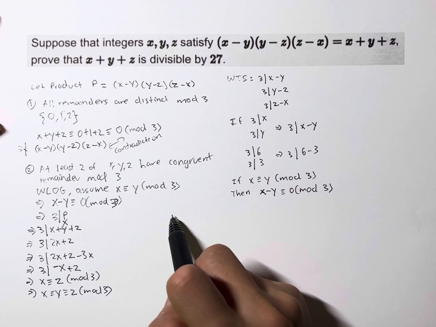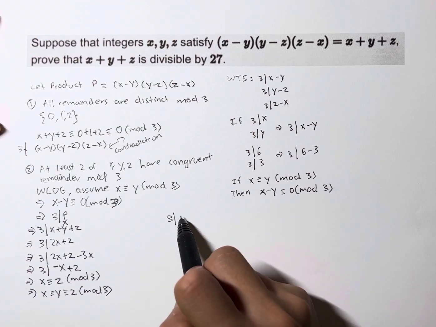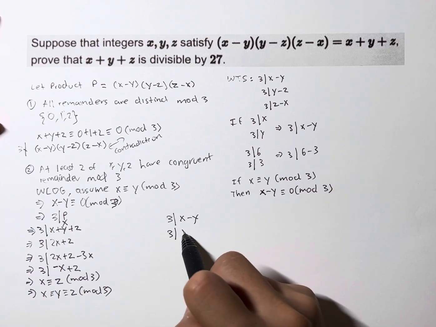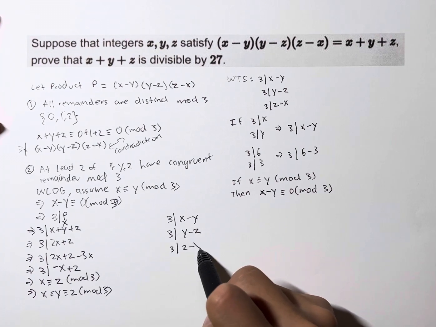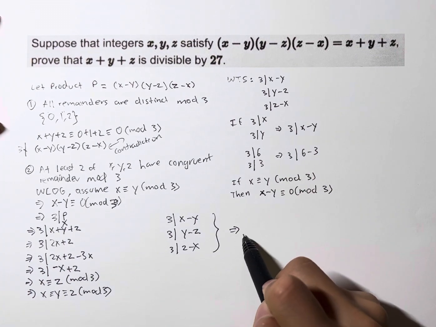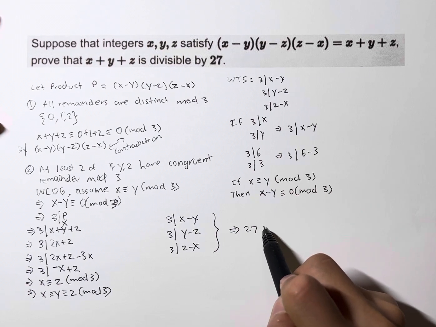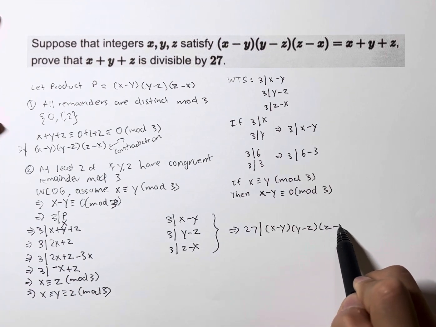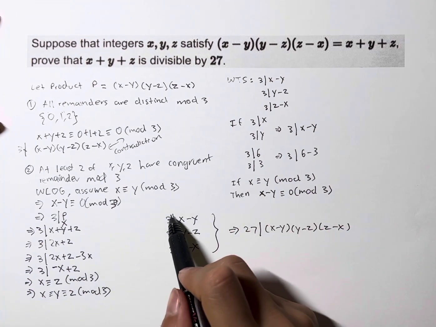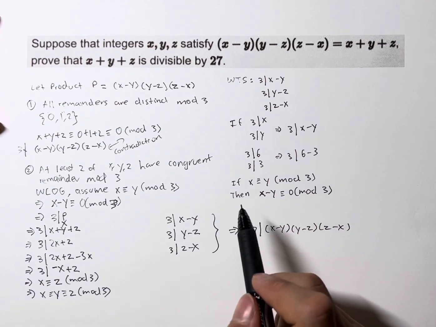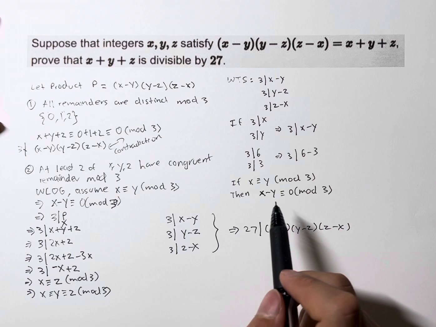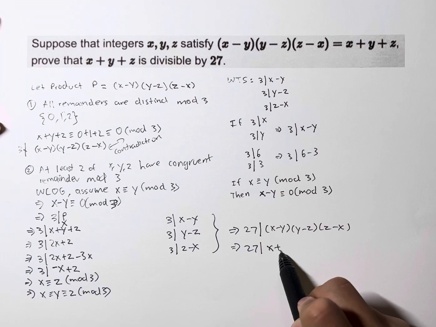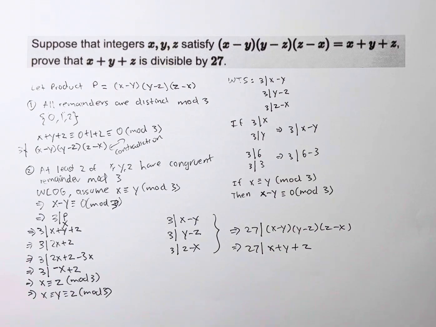So then you'll get that 3 is a factor of x minus y, 3 is a factor of y minus z, and 3 is a factor of z minus x. From these, you can get that 27 will be a factor of (x minus y)(y minus z)(z minus x), because, as I said before, these three all provide a factor of 3. So 3 times 3 times 3 equals 27. So then 27 will be a factor of x plus y plus z. And the proof is complete.